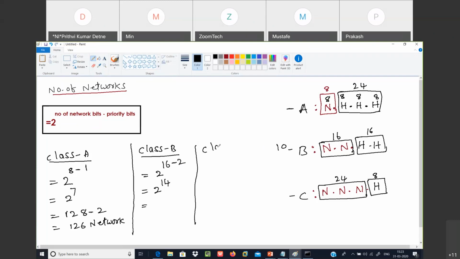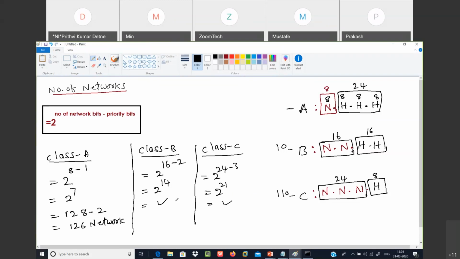For class C, 2 power 24 network bits minus priority bits, which is 110, minus 3, means 2 power 21. No minus 2 here. So you can calculate the 2 power 14 and 2 power 21 values yourself, and you will get some value. That many networks are available in class B and class C.